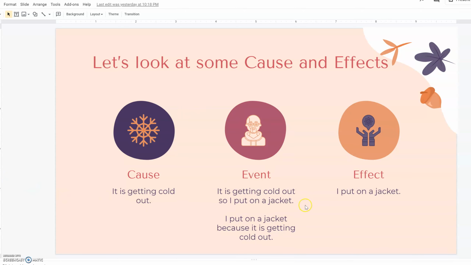Here's another example. Cause, it is getting cold out. Effect, I put on a jacket. The event: it is getting cold out, so I put on a jacket. I put on a jacket because it's getting cold out. Again, you can write it either direction, but that doesn't change what the cause is or what the effect is. Remember, the effect is what happens because the cause happens, right?